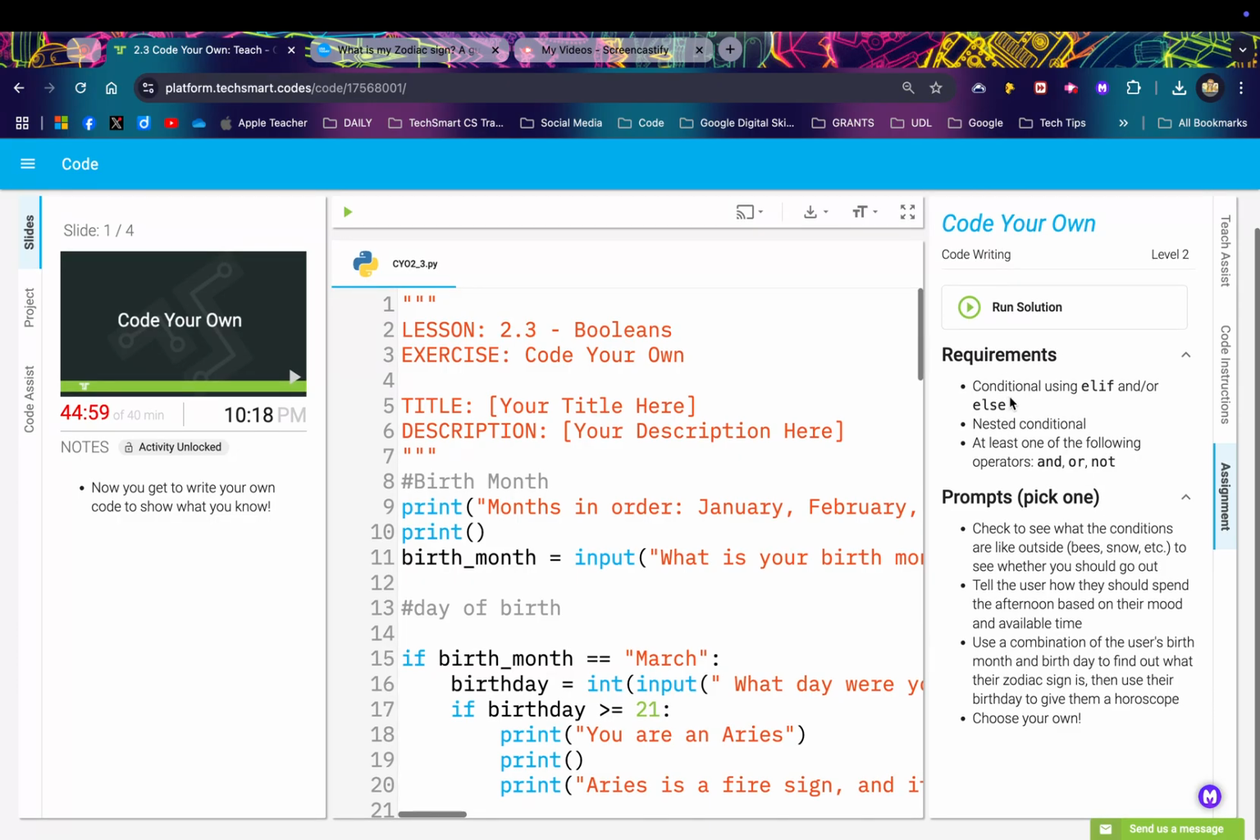So, here's the requirements. You need conditionals that use elif, and, or, else. You need nested conditionals, and you need at least one of the following operators: and, or, not, okay? So, your choices are, you can check to see what the weather conditions are like outside to see whether you want to go out. You can tell the user how they should spend the afternoon based on their mood and available time. You can use a combination of the user's birth month and day to find out what their zodiac sign is and then use their birthday to give them a horoscope, or you can choose your own.